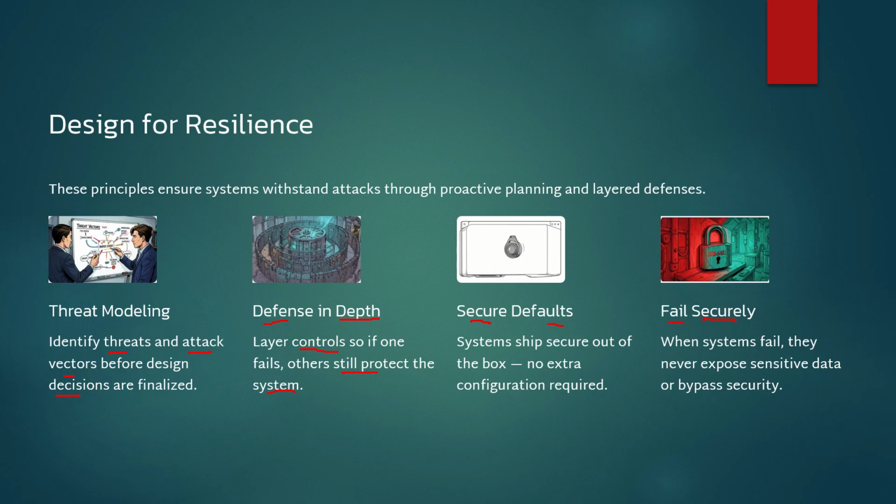Fail secure is when your system fails, it doesn't expose the data or it doesn't bypass the security. Let's say if the firewall fails, the network connection will be blocked, closed, right? That is called as fail secure. The system makes itself safe when something goes wrong, or one of the controls gets failed. Instead of keeping the access open, it will block the access so that the bad actors don't have access to the system.